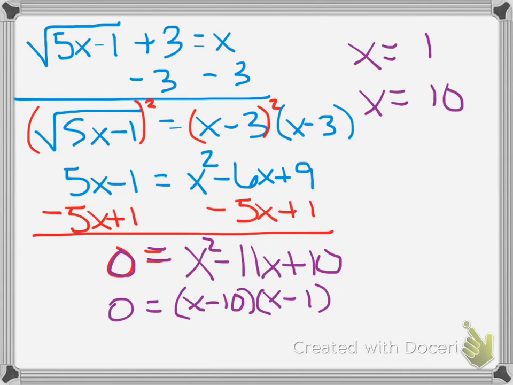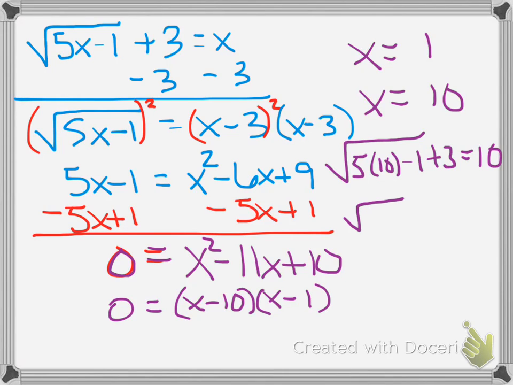Now again, since we raise both sides to the even power, we have to check to make sure that these are solutions of the original problem. And to do that, we just simply plug them in. So 5 times 10 minus 1 plus 3 equals 10. Ladies and gentlemen, evaluate the radicand. What is 5 times 10 minus 1? 49. And what is the square root of 49? 7. What is 7 plus 3? 10. So is 10 a valid solution? Yes.